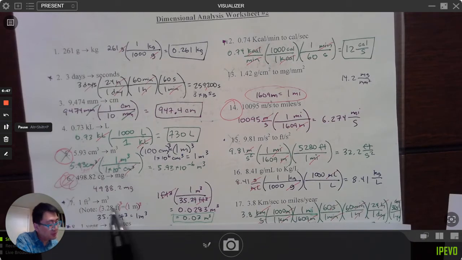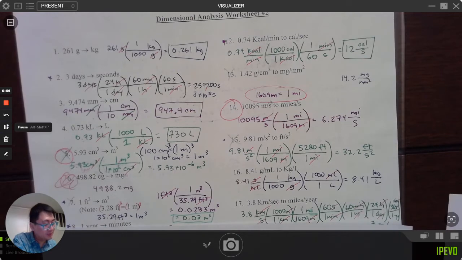Number 17, another one of these things with cubed, or anything squared, cubed, whatever. 1 cubic foot is equal to how many cubic meters? Well, I know this is given. 3.28 feet is equal to a meter. So if I cube both sides, 35.29, because 3.28 cubed is 35.29, cubic feet is equal to 1 cubed, or 1 cubic meter. So if I have 1 cubic foot, 1 cubic meter is equal to 35.29 cubic feet. Cubic feet cancels. I have 0.0283 cubic meters. If you want to be technical, if you want to see it as 1 sig fig, 0.03 cubic meters.